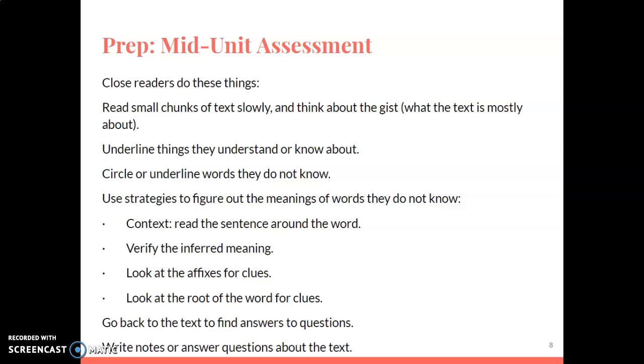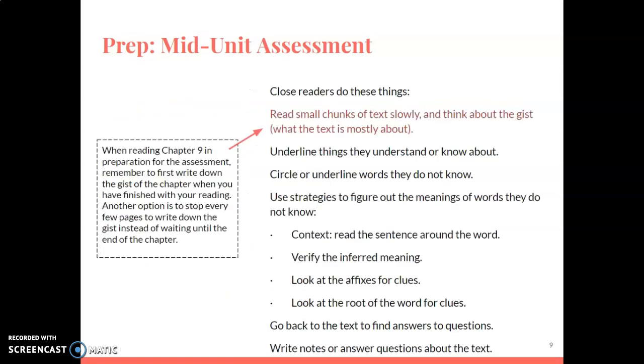When you're answering questions, you can always go back to the text to find those answers. You can also write notes or answer different questions. When reading Chapter 9 in preparation for the assessment, remember to first write down the gist of the chapter when you have finished with your reading. Another option is to stop every few pages to write down the gist instead of waiting until the end of the chapter.